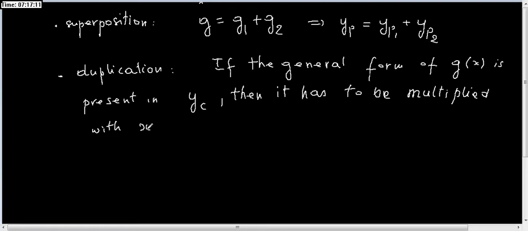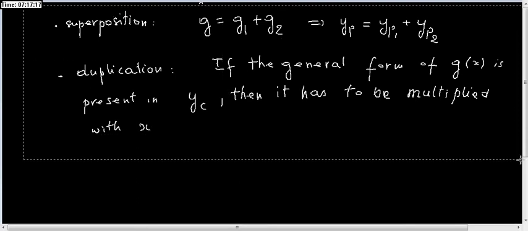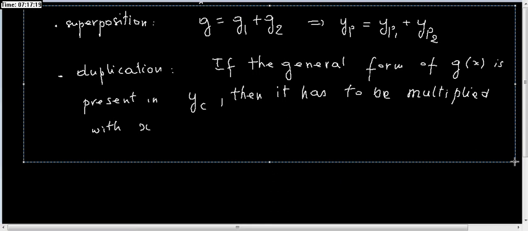Now, the second method for finding yp is the method of variation of parameters.